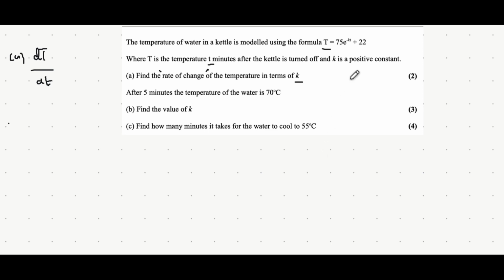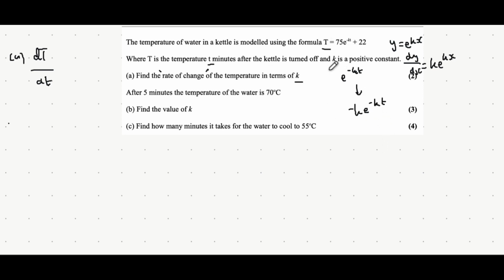Now, when doing this, we use the fact that if y is in the form e to the kx, then we can say that dy dx is in the form of k e to the kx. Using that idea, that means that e to the minus kt, in this instance, would differentiate into minus k e to the minus kt. Even an easier way to think about it is you just take this and multiply it to the coefficient.